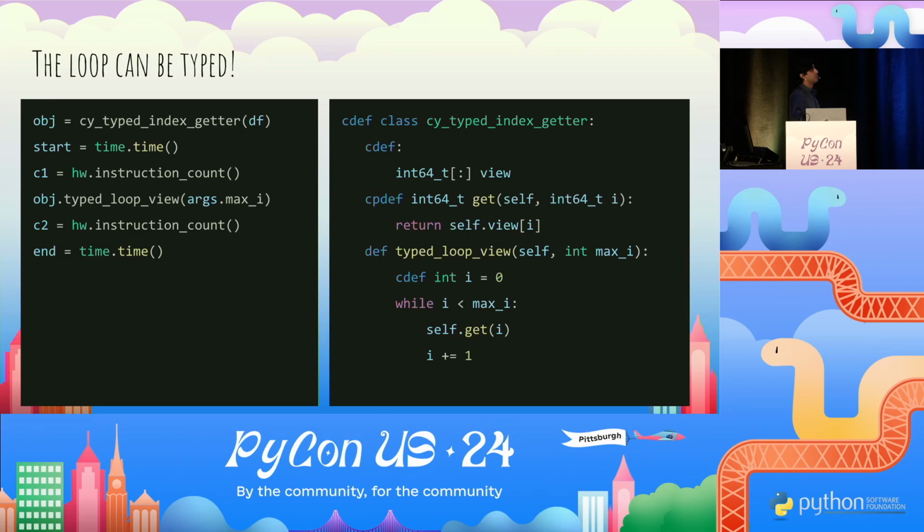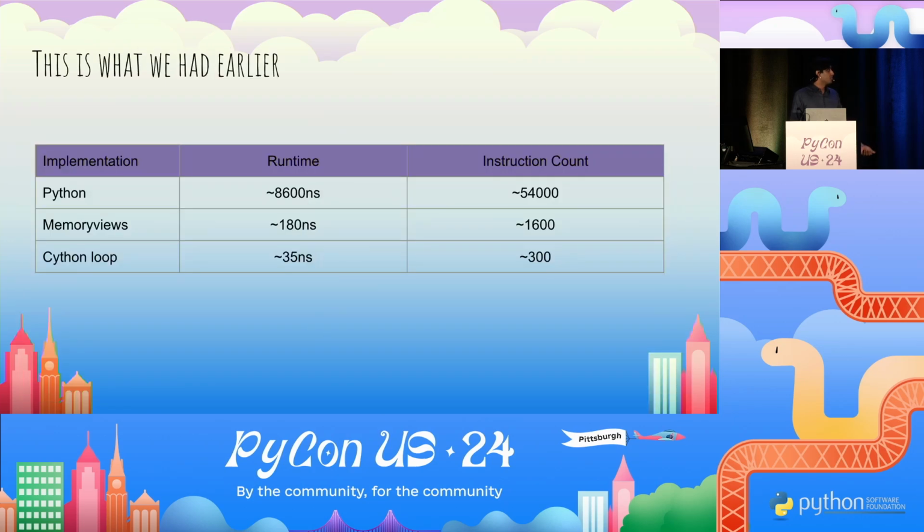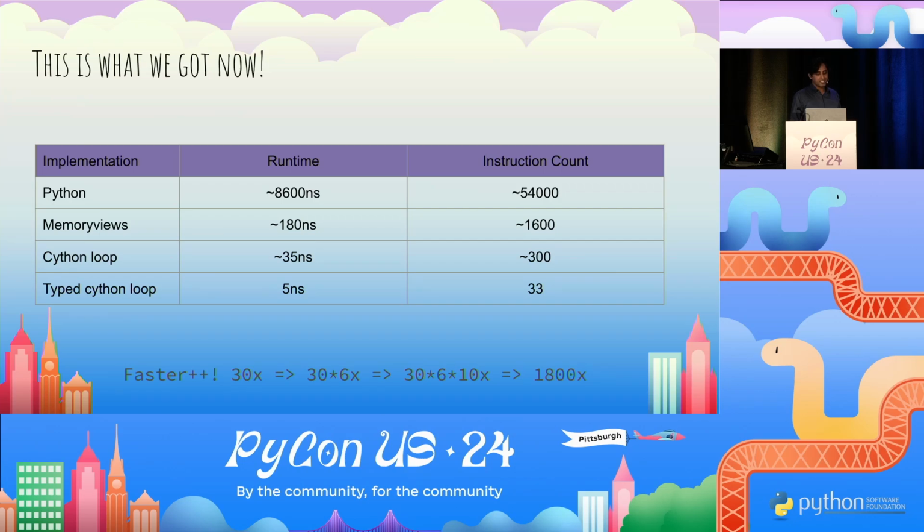Finally, the same thing we saw earlier. We could also tell Cython that the loop is typed, right? We could do cdef int i rather than this i equals 0. So now it knows that this i is an integer, and it cannot change type. So this is what we had earlier. And we land at this number now. 5 nanoseconds. I say this is good enough. We're pretty close to optimal here. And 33 instructions, not bad at all.